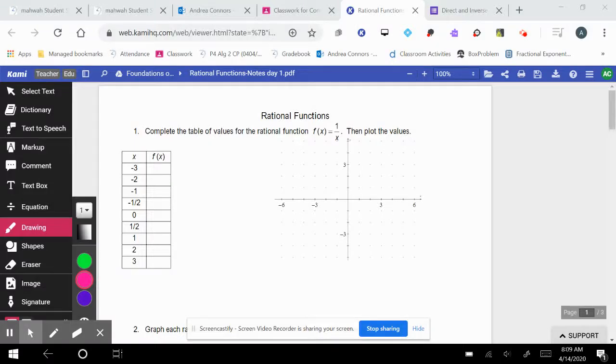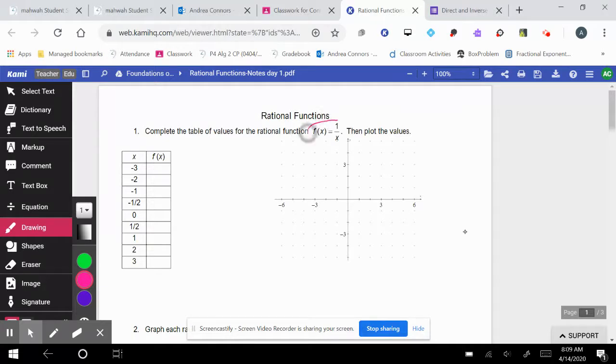Okay, guys, so today we are going to learn about rational functions. On Wednesday or Thursday, depending on when you had class, you did a Desmos on this to get an introduction and explore this. So now what we're going to do is actually graph rational functions.